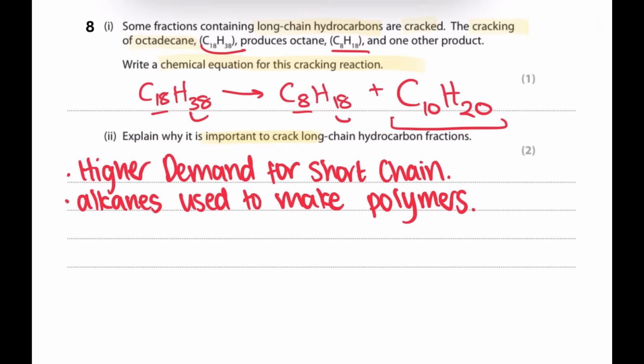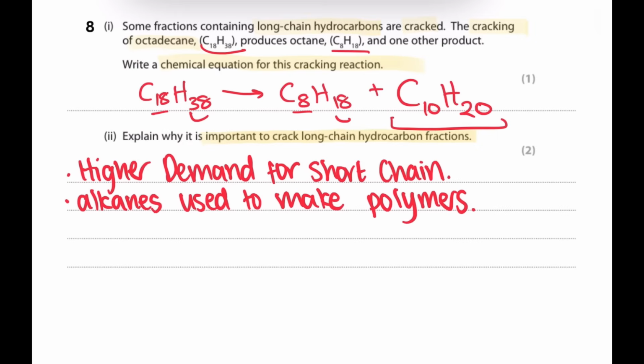Explain why it's important to crack long-chain hydrocarbon fractions. This is because we always have a greater supply of long-chain hydrocarbons in this heavier fraction. However, we have a much higher demand and more use for the short-chain and small hydrocarbons. This is because the alkenes that we get from it can make polymers or plastics, and also short-chain hydrocarbons can be used as fuels.